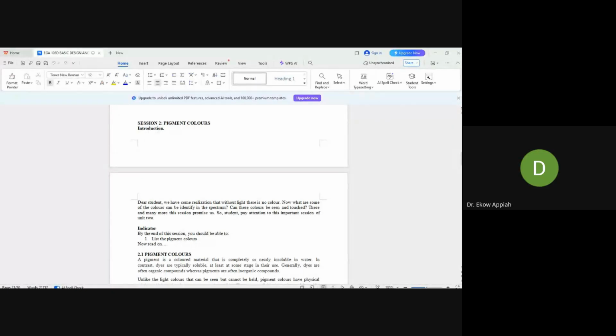I hope you are making some notes. Some of you hide behind the camera without making notes. Try to make notes. All right, let's identify some of these secondary colors.